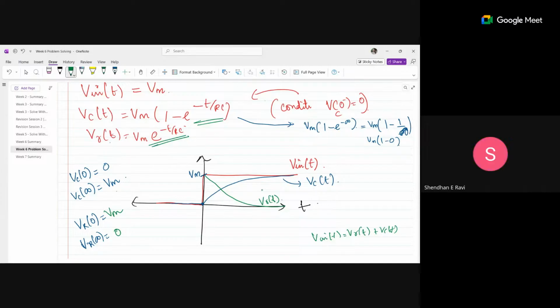Ma'am, but they called it discharging. So is Vr of t the same as discharging of Vc of t or something like that? Discharging is related. I am not exactly able to understand what you are saying. No, ma'am, it is fine, I am able to get it.